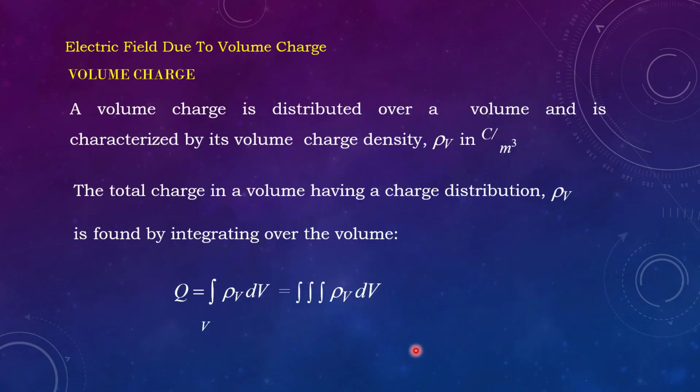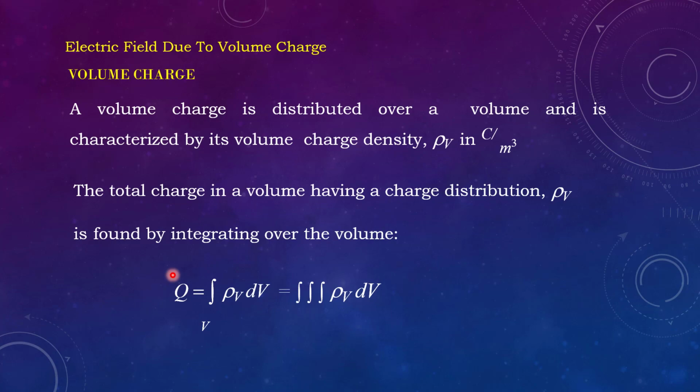Now we have derived a formula for electric field intensity due to surface charge and due to infinite line charge. Then what about electric field intensity due to volume charge? But first, look at what a volume charge is. A volume charge is distributed over a volume. It is present in a volume and is measured in terms of volume charge density. Whatever charge is present in that volume is known as volume charge density, and it is measured in coulomb per meter cube.